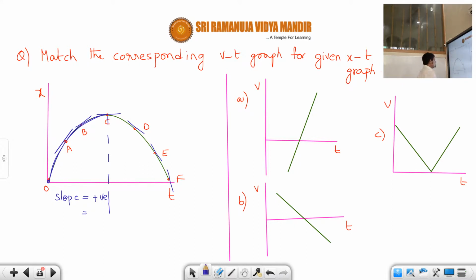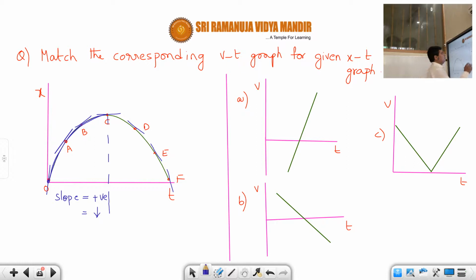Now is it increasing or decreasing, students? Steepness at O is more, correct or not? And then as you are going from O to C, it is decreasing. That means slope is decreasing. So that means from O to C, slope is positive and decreasing. Okay, students, slope is positive and decreasing. So that means which one of the graphs, students?